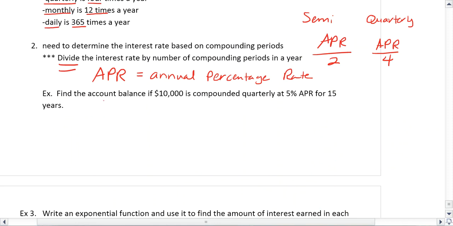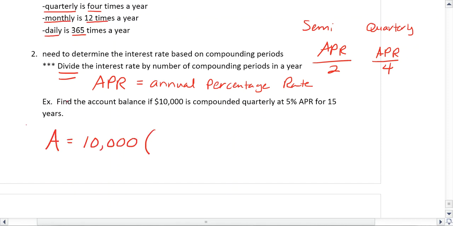We are asked to find the account balance if $10,000 is compounded quarterly at 5% APR, and they're asking us to do this for 15 years. So let's set up the equation. A is the amount that's in the account, equals the starting money. Well, we're starting with $10,000, and we're compounding it quarterly.